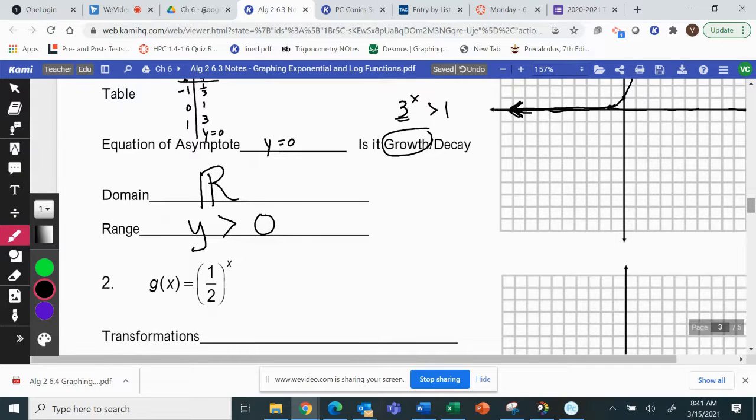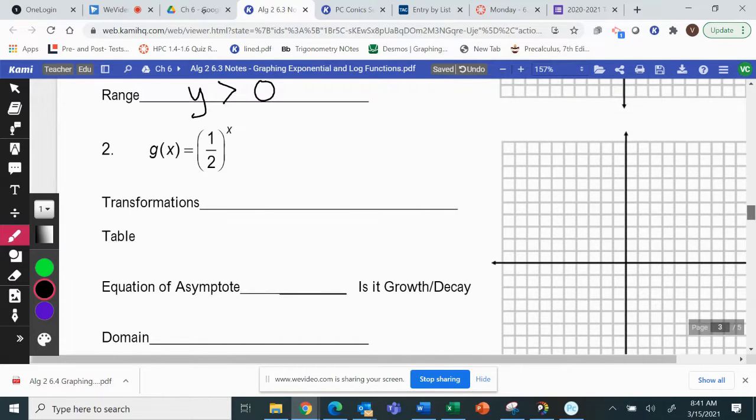I'm pretty sure some of you on your test wrote greater than or equal to. These are just greater than. Okay, the next one.